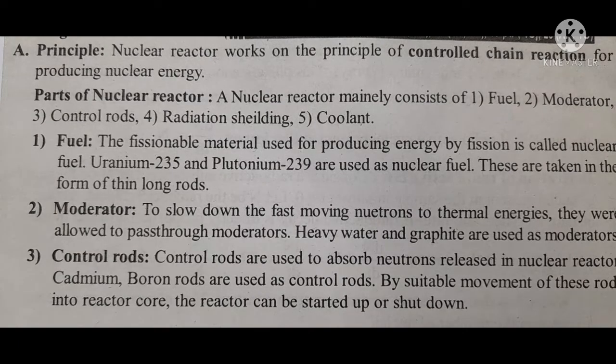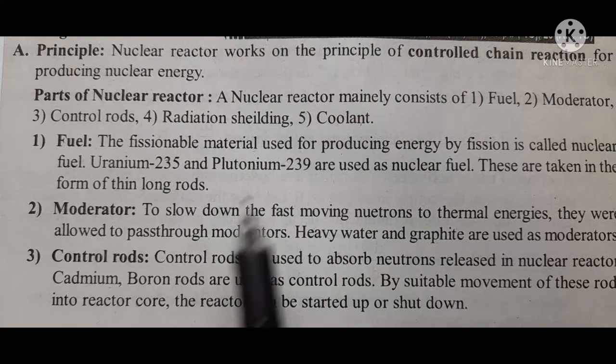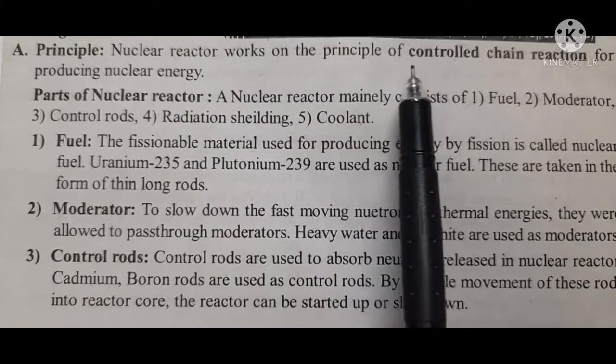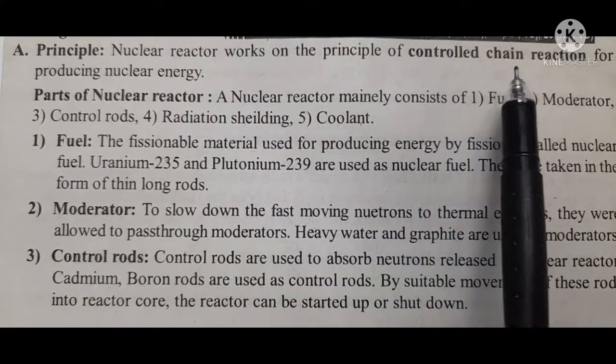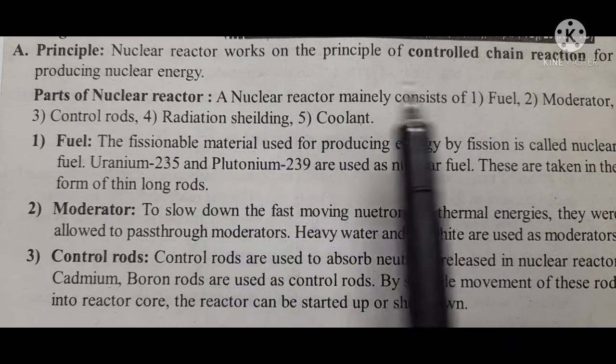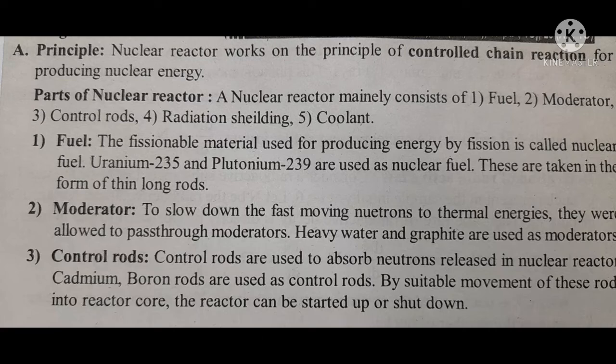So first of all, in this question, the principle. What is the principle involved in this? A nuclear reactor works on the principle of controlled chain reaction for producing nuclear energy. That means it controls the chain reaction. So what do you mean by the chain reaction? Actually, you have to know what a chain reaction means.